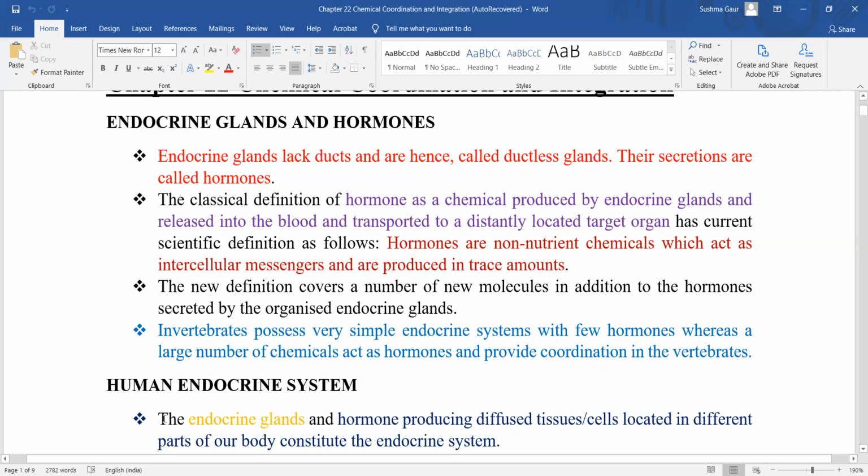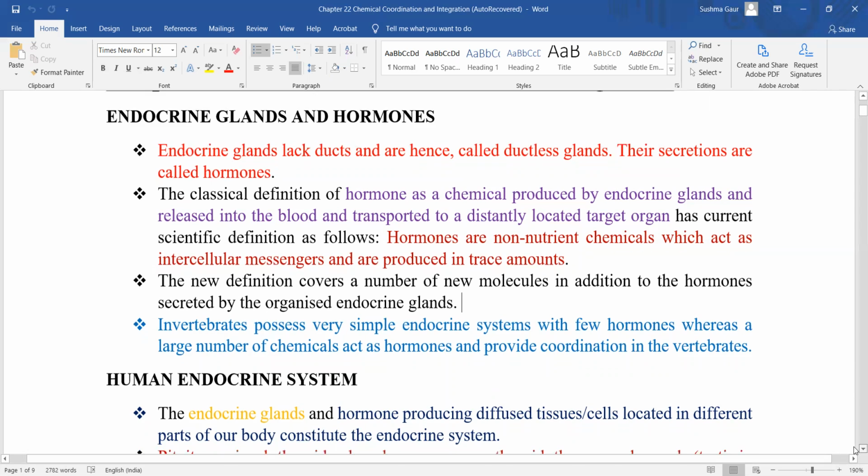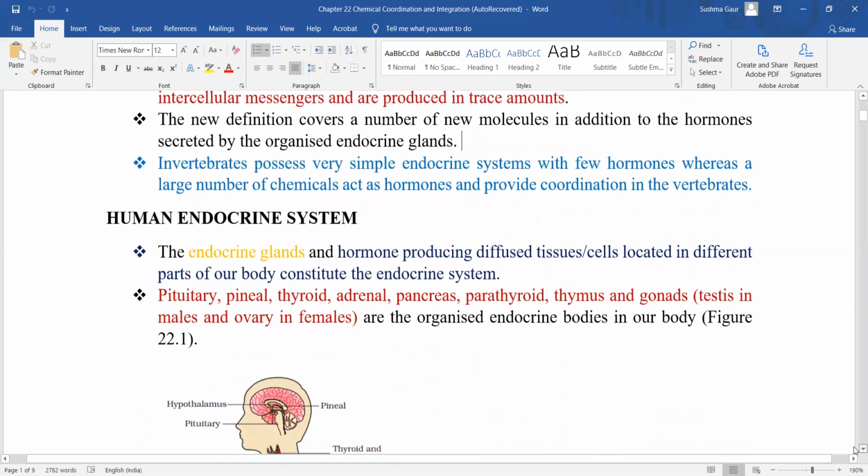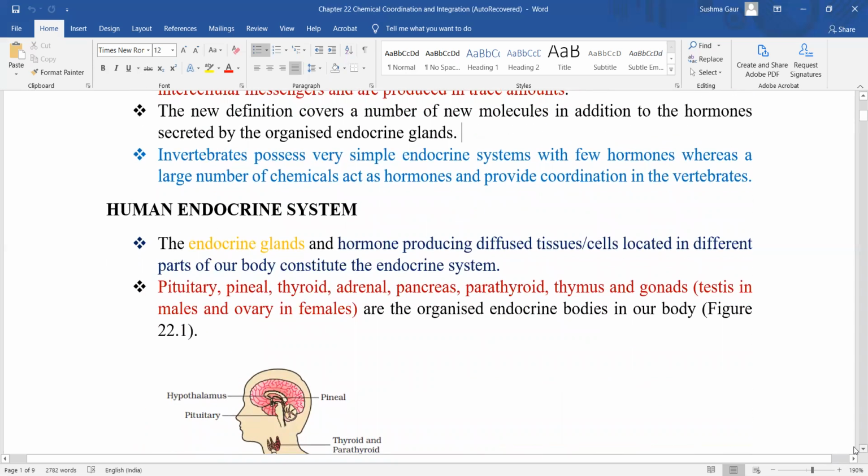The definition of hormone is that they are non-nutrient chemicals. So if a question is asked whether hormones are nutrients, like they have nutritional value, then you have to say no, it's not correct, because they are non-nutrient chemicals, but they act as intercellular messengers, and they are produced in very small quantity. A smaller amount of hormone is sufficient to do its work.